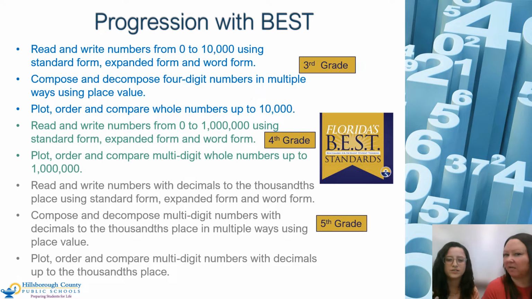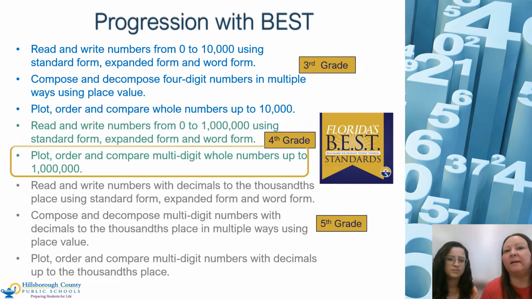Okay, so if I understand correctly, I see a lot of things are being repeated, but the main difference between 3rd, 4th, and 5th grade is the numbers. So in 3rd grade, we're going up to 10,000, 4th grade, we're going up to 1,000,000, and then in 5th grade, we're including those decimals. Exactly. A lot of the same concepts repeated, it's just to different limits. And then in this unit, we're going to be focusing on plotting, ordering, and comparing multi-digit whole numbers up to 1,000,000.